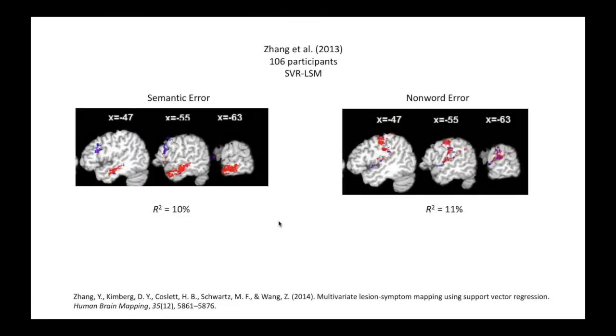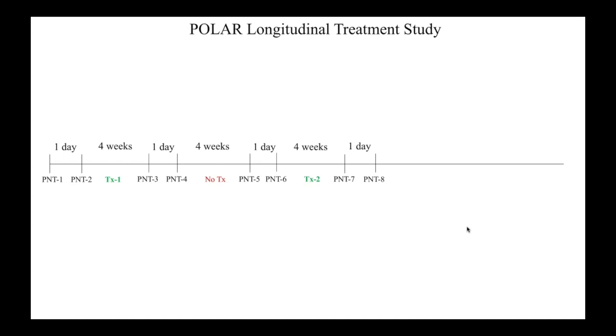And finally, if you do semantic errors versus non-word errors, and you actually try to predict these things with SVR-LSM, these are the maps that you're getting. Again, this would be sort of S weight, semantic, lexical stuff, and P weight, motor stuff, and they're getting accuracies of about 10% and 11%. So as you can see, the picture naming model we're taking is showing much stronger relationships with brains. And I'm going to really quickly talk about treatment.